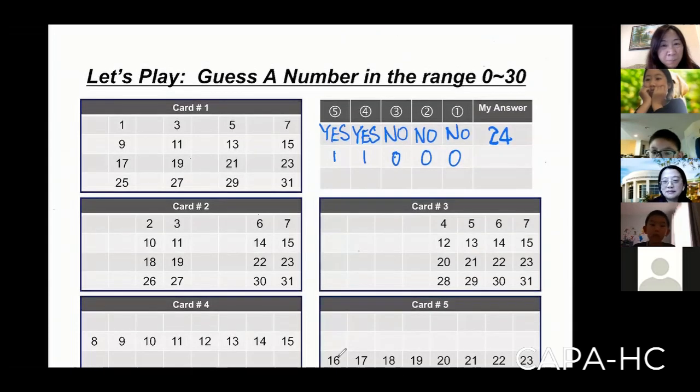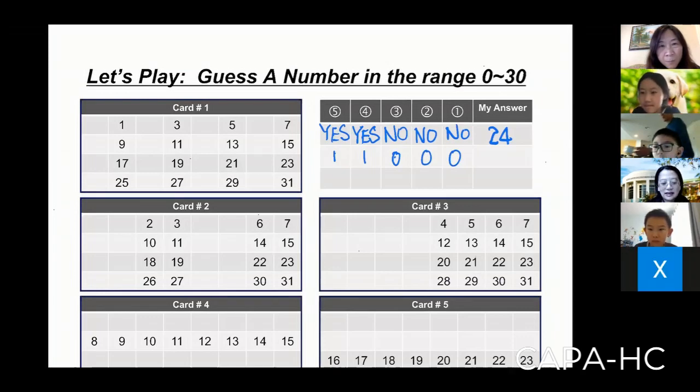Anyone else want to play the game again and see if I will be able to guess exactly the number that you are thinking of? Let me see who is in this. Oh, Emily. Emily Liu. I think I'm going to unmute you. Okay. Hi, Emily. Do you want to think of another number, and we can play the game again?